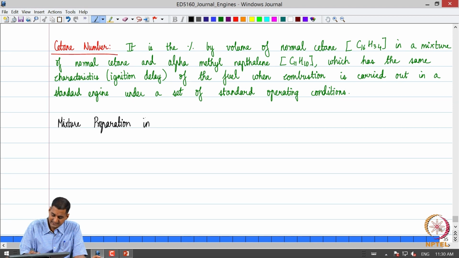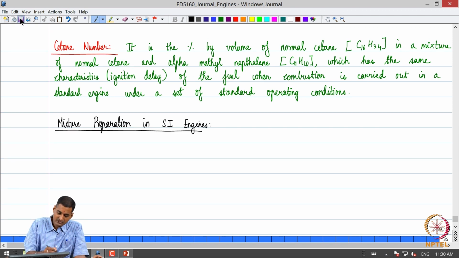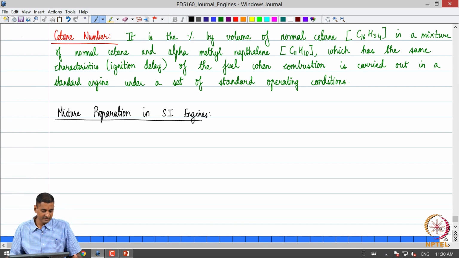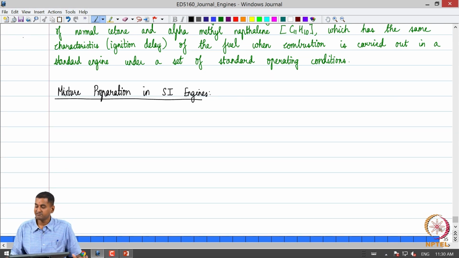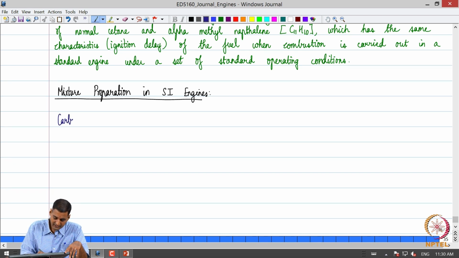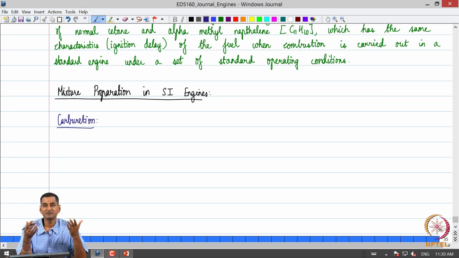Let us consider SI engines. So, let us look at mixture preparation in SI engines, what are the different factors that affect the same, and also how the mixture is introduced. So, we will look at those concepts. In general, the term carburation is used to refer to this process of preparing the appropriate fuel air mixture in an engine.